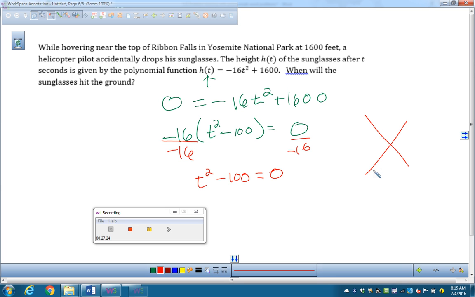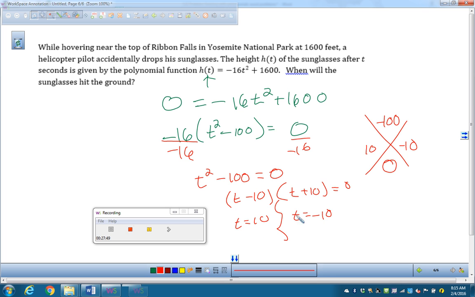What two numbers multiply to negative 100 and add to 0? 10 and negative 10. Okay? And so you get t minus 10, t plus 10 equals 0. So you draw your little squiggly line. t equals 10. You can't have t equals negative 10 seconds. So you throw this one away. When will the sunglasses hit the ground? How many seconds? 10 seconds.